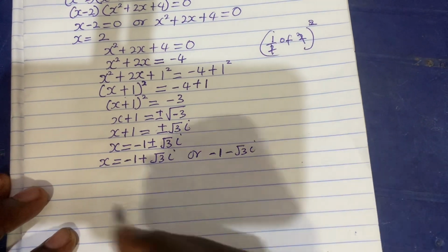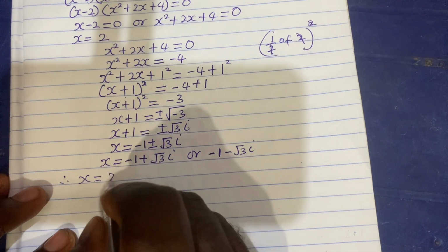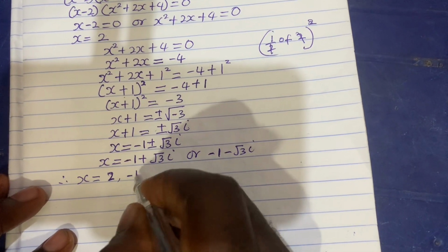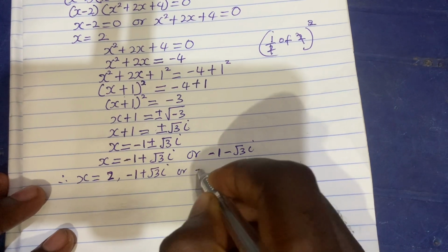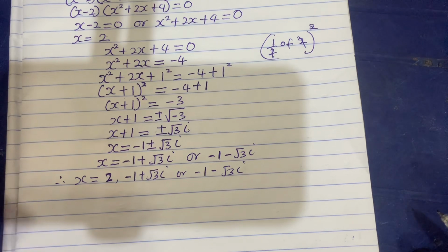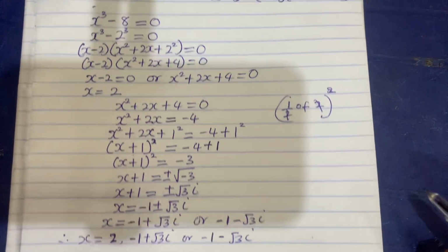Okay, so we now have therefore that x is equal to 2. 2 is the first answer we got. Then minus 1 plus root 3i, or minus 1 minus root 3i. Okay, so that is that. You can check if it is correct. Let us check if it is correct.